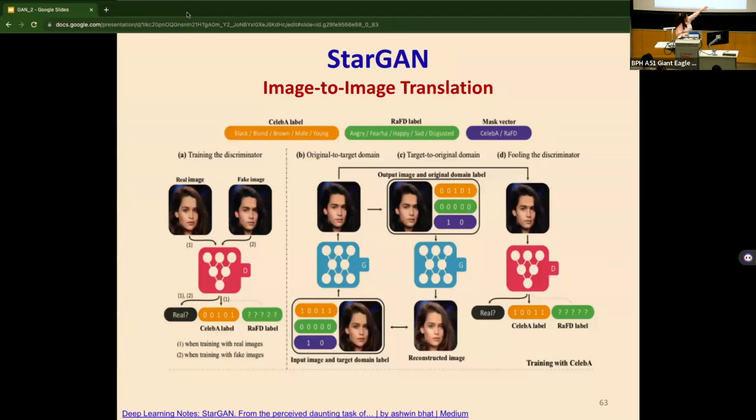Now in the end, along with the generated image and whether it's real or fake from the discriminator, it will also tell you this RaFD label. The RaFD label is nothing but that extra domain label that you wanted to give it. So if in our case it was giraffe, dog and lion, it would just tell us which of them it is.